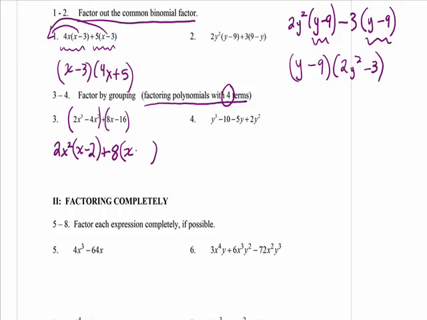X minus 2. So after you group them together, you undistribute something from each set, and in all likelihood, they're going to turn out to have something in common again. And we're going to repeat what we just did in problems like number 1 and 2.